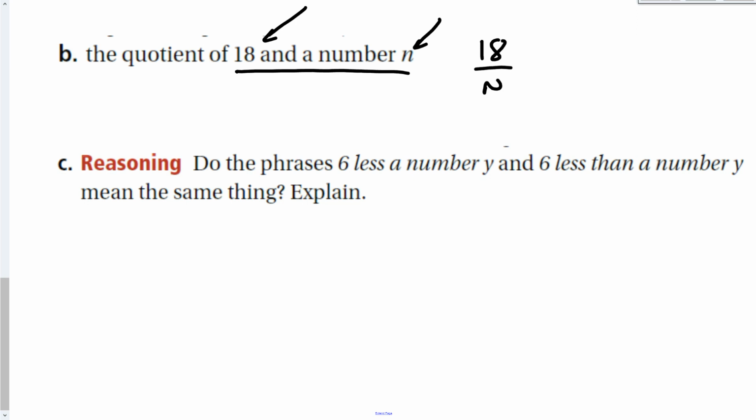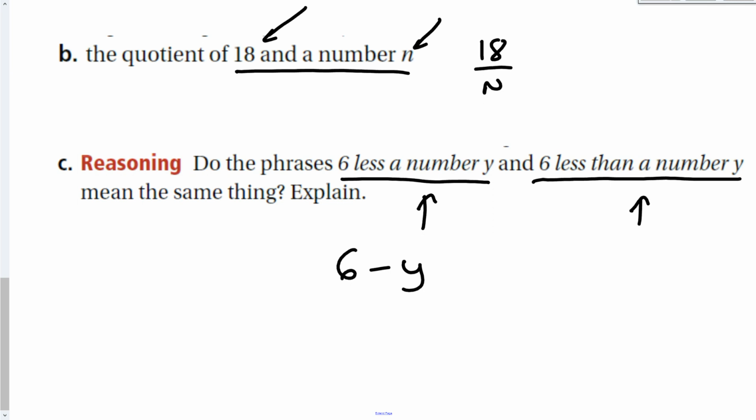Do the phrases 6 less a number y and 6 less than a number y mean the same thing? And in fact, they don't. So if we look at the first expression right there, 6 less a number y, which means we're going to start at 6 and we're going to go down by some number y. As opposed to the second expression right there, which is 6 less than a number y, which means that we're starting at y and getting 6 less than that. So definitely two different ways to express similar but not the same expressions.